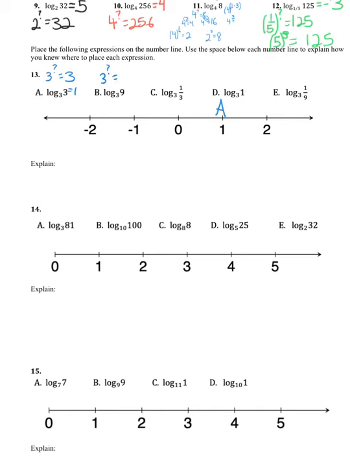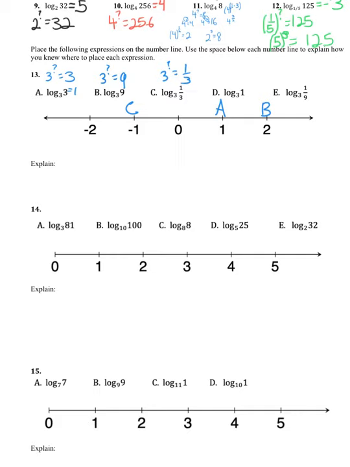And then we would do the same thing here. 3 to the question mark equals 9. Well, it's going to be 3 squared equals 9. So B goes at number 2. The third one, 3 to the question mark equals 1/3. Well, to get it from an integer to a fraction, we're going to need to flip it. So -1 would be part C.